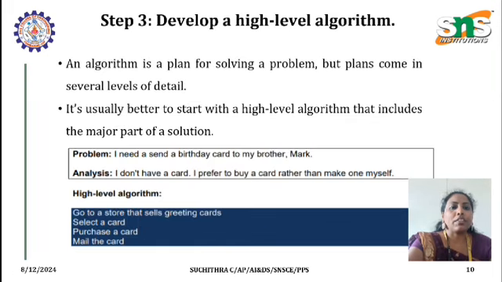Step 3. Develop a high-level algorithm. An algorithm is a plan for solving a problem, but plans come in several levels of detail. It is usually better to start with a high-level algorithm that includes the major parts of the solution.